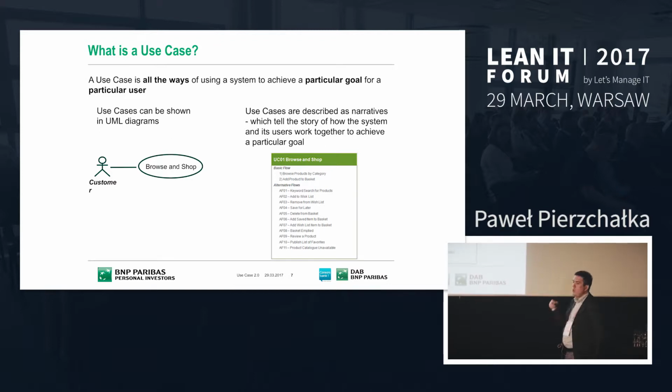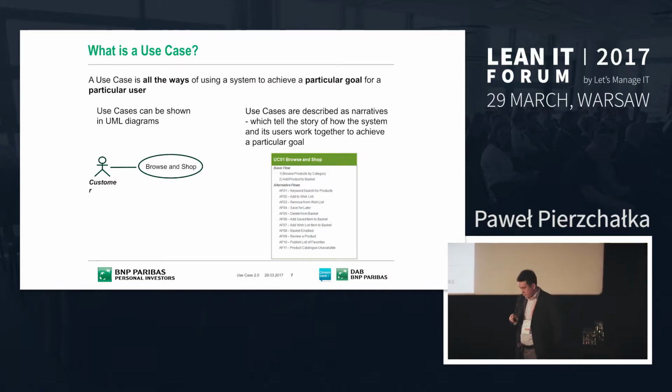The one is the basic flow, which describes the simplest flow to achieve the objective of the user. And you can also look at some alternatives. What are the potential options? What are the potential situations which may happen in case of error or in case of special handling?